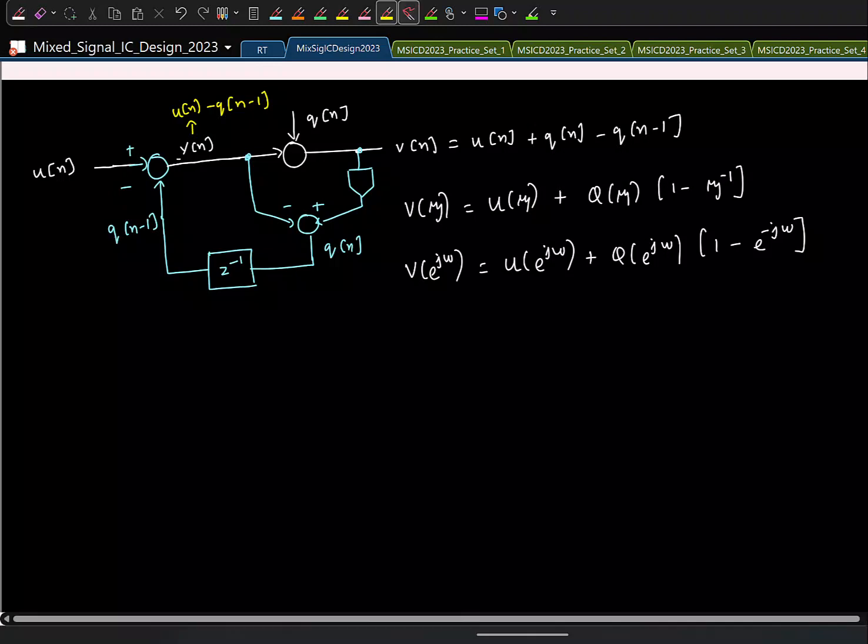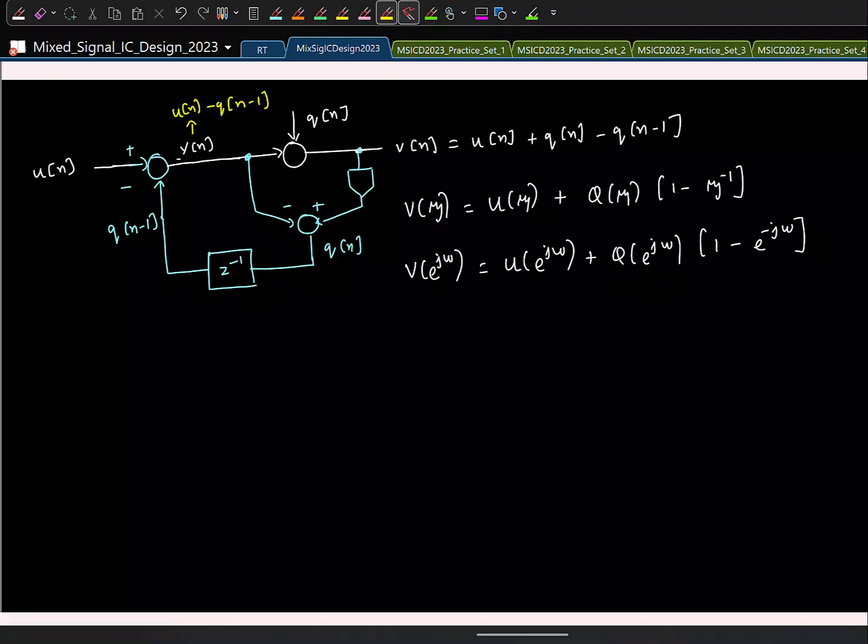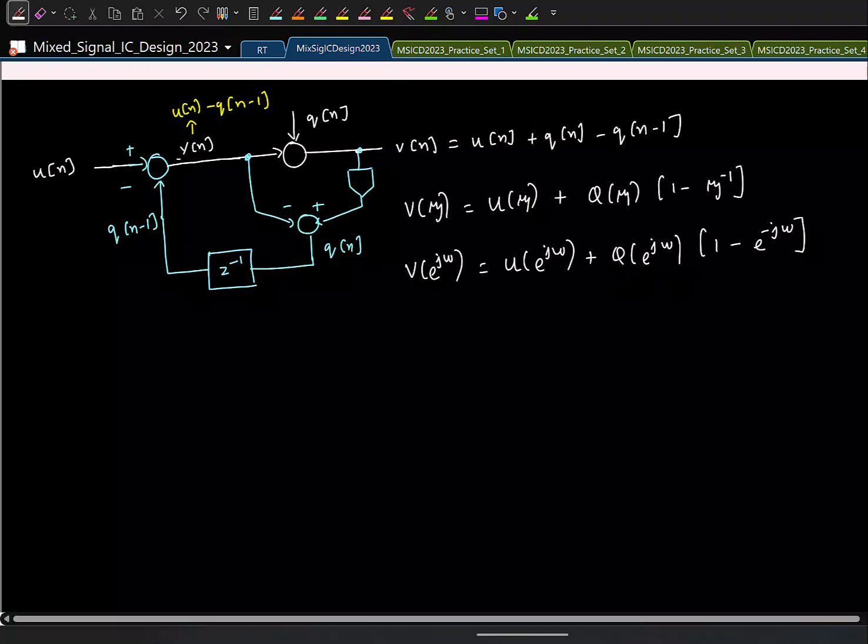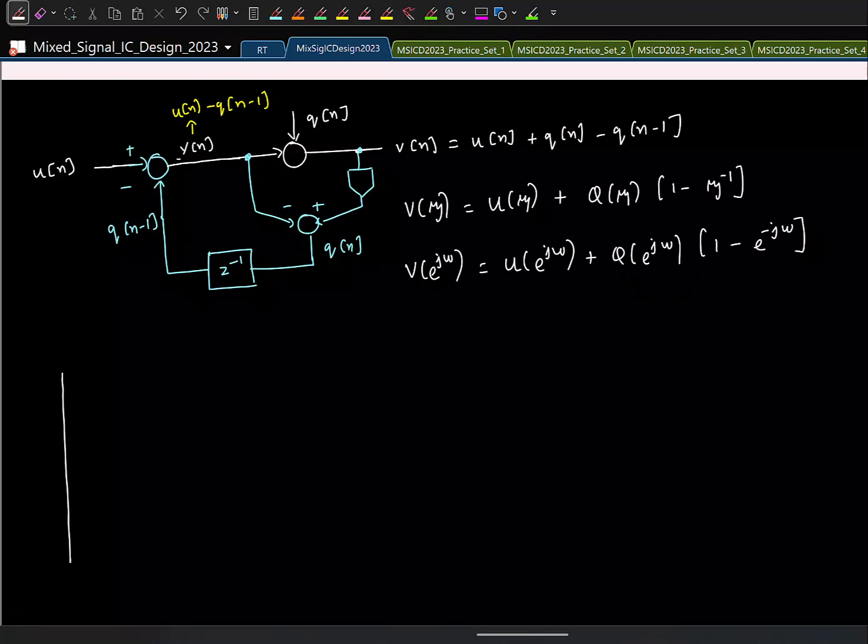So let's quickly plot and see how the spectrum is going to look. If I just look at the quantization noise, how will its spectrum look? It's going to be flat. So if I sketch this properly, this is omega, and let us say this is S Q of e power j omega. It's going to be flat like this from 0 to pi. Single sided power spectral density.